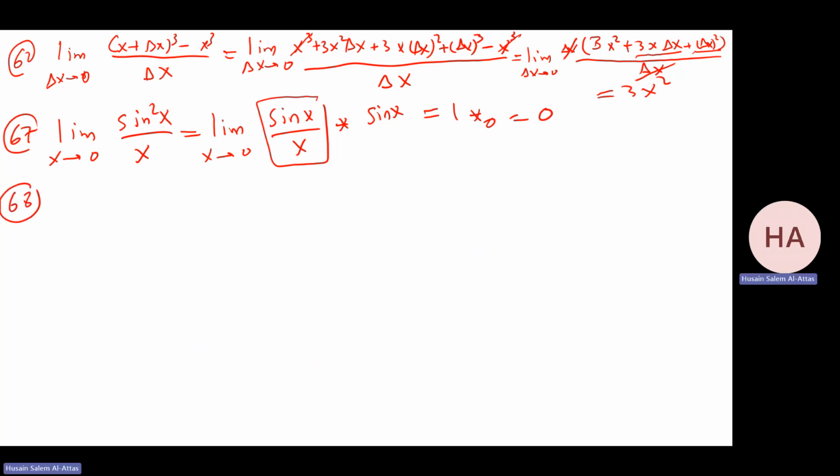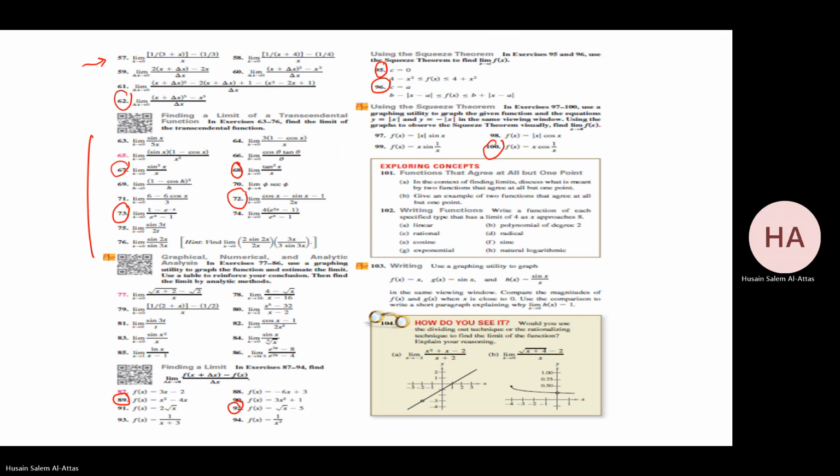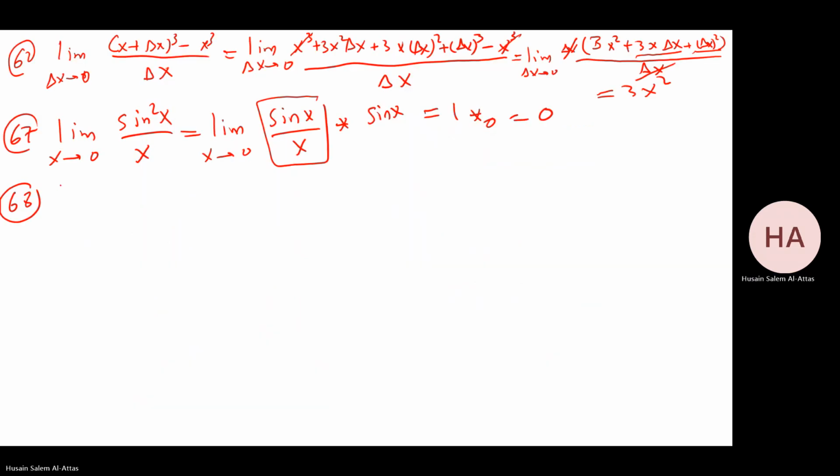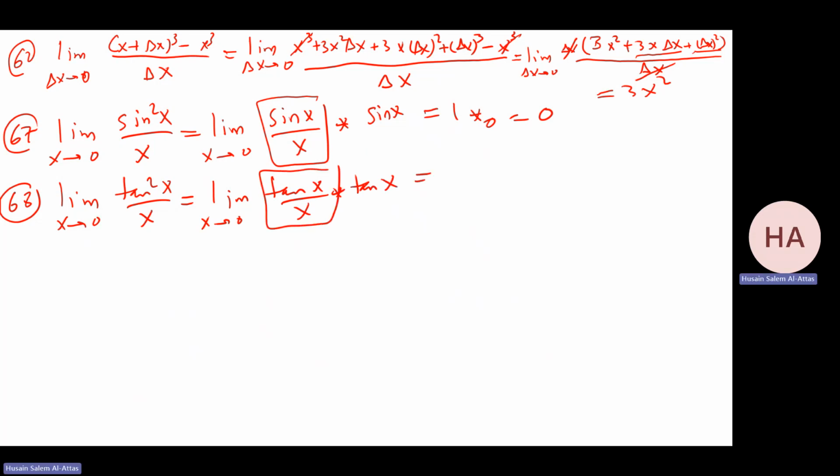68. Same idea. Limit as x goes to 0, but for tan now. We know how to deal with tan. Remember, this is the same thing, tan x over x times tan x. This is a special limit. It's 1 times 0, which is 0.